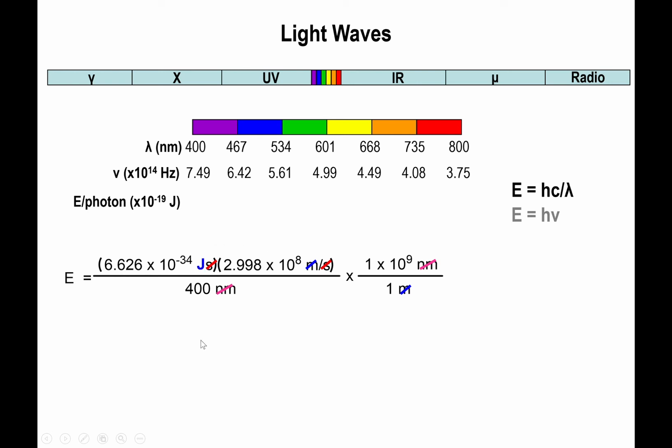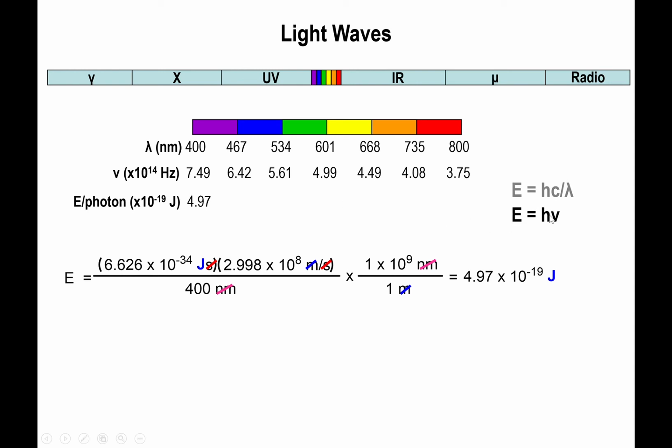Alright, so here, yet again, it's important that you use parentheses for the calculation. So open parentheses, enter 6.626 times 10 to the negative 34, close parentheses, times, open parentheses, 2.998 times 10 to the 8, close parentheses, press enter. Then divide by 400, press enter. Then open parentheses, multiply, open parentheses, enter 1 times 10 to the 9, close parentheses, and press enter. And you should find out that the energy is 4.97 times 10 to the negative 19 joules. So I'm going to input that there.